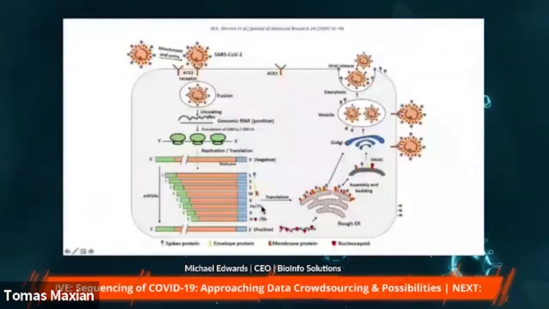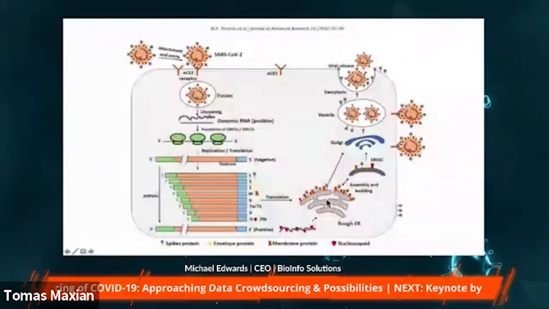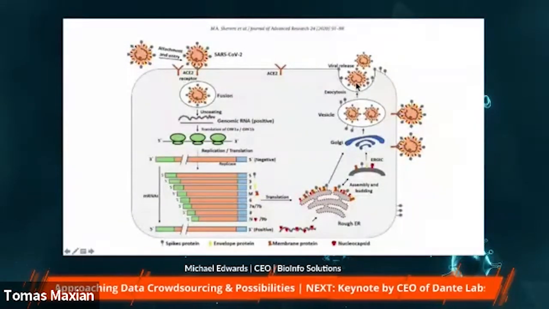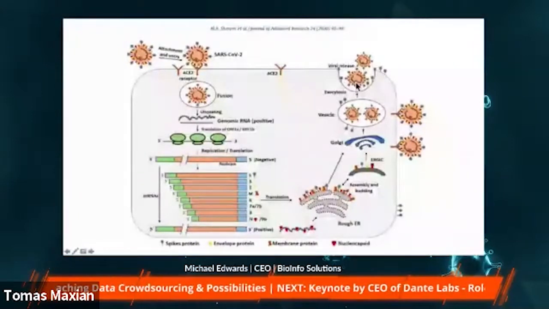These viral proteins and genome RNA are then subsequently assembled into virions in the ER and then the Golgi, which are then transported via vesicles and released out of the cell where they can go and infect other cells with ACE2 receptors.